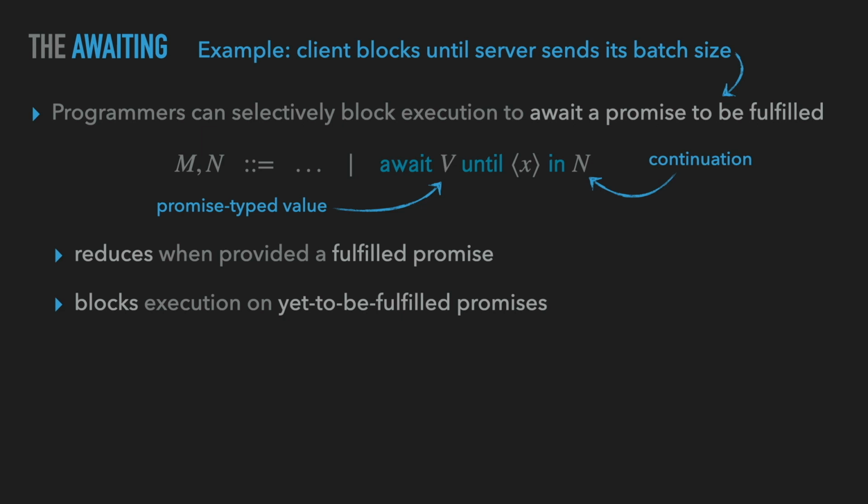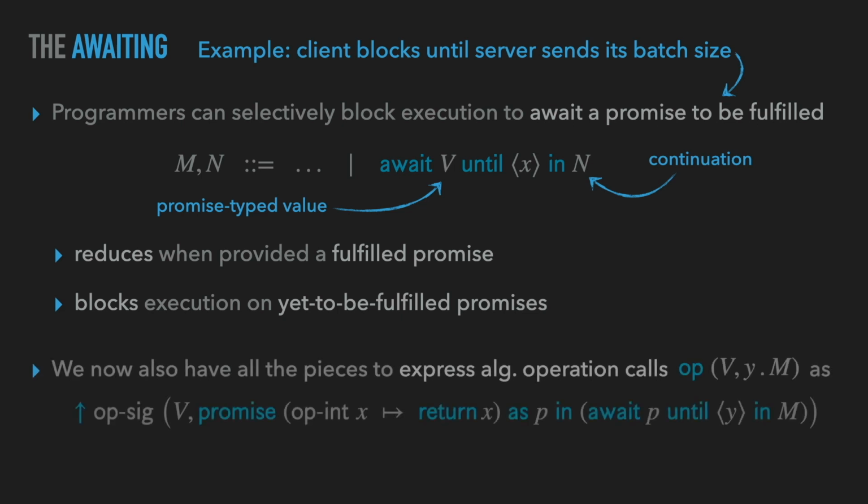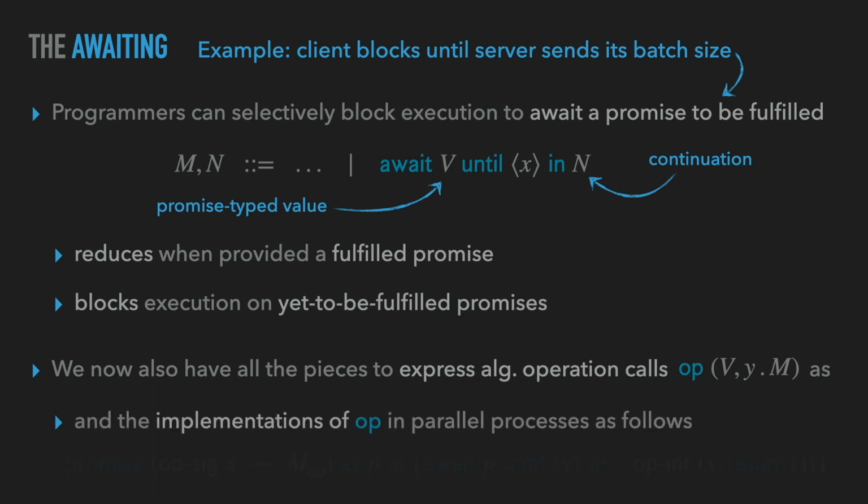Finally, with this await construct, we have all the pieces together to be able to express algebraic operation calls as discussed before. In particular, this involves signaling that some implementation of the operation needs to be executed and installing an interrupt handler so as to react to when this implementation interrupts our program. In addition, we use the await construct to block execution until this interrupt arrives. And the implementations of this operation are then defined in parallel processes as follows.